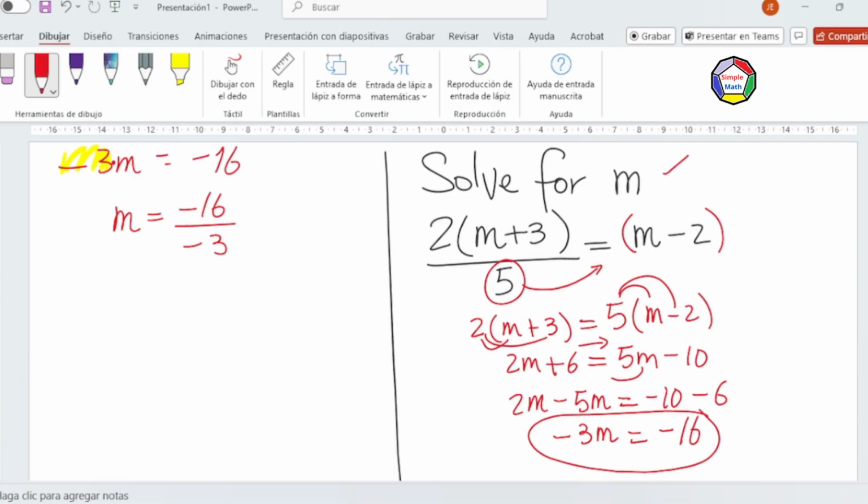So in other words, negative divided by negative is positive. So we have 16 over 3. And if you see, we cannot simplify 16 over 3. If you want to convert that into a decimal, you can do it. So 16 divided by 3 is 5.3 recurring. So m is equal to 5.3 with a period of 3, 5.33333 infinite, okay? Okay, guys, I expect you have understood a little bit about solving linear equations.